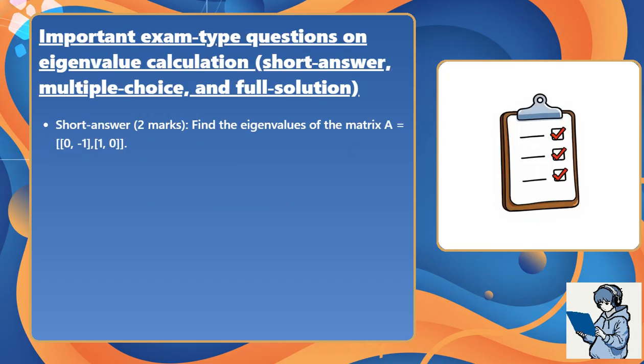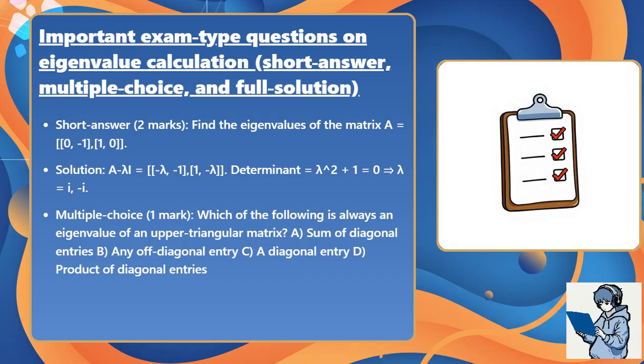Short answer, 2 marks. Find the eigenvalues of the matrix A equals [0, minus 1], [1, 0]. Solution: A minus lambda I equals [minus lambda, minus 1], [1, minus lambda]. Determinant equals lambda squared plus 1 equals 0, therefore lambda equals i, minus i.